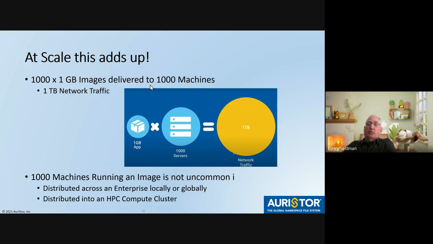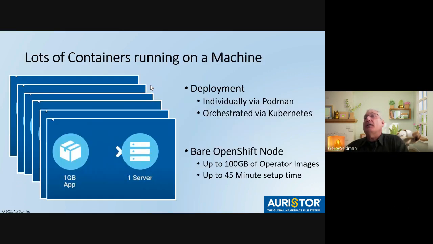And we also have customers that have HPC compute clusters where they've got 1,000 nodes, and they'll just blow out the container image to the nodes in the cluster. So 1,000 is not unrealistic. The other thing is that if you're running lots of containers on a single machine, either individually with Podman or orchestrated by Kubernetes, you can have a lot of containers on a machine, and that actually causes bloat in the disk.